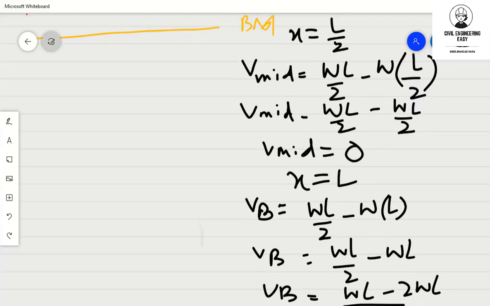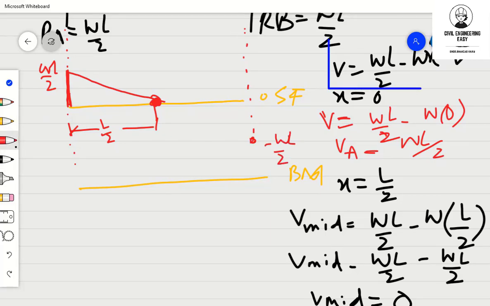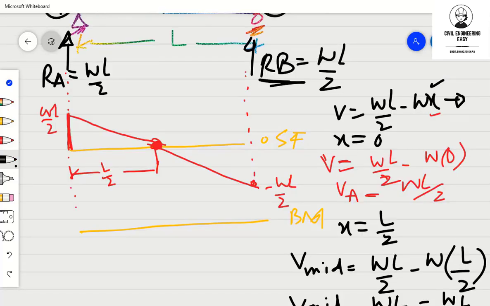We will draw this shear force at point B, that will be equal to minus WL divided by 2, and again this equation is linear, so we will join this line with that point as a linear line. We have already applied force at point B, that is WL divided by 2. So negative WL divided by 2 plus reaction at B, that we will get a zero shear force at point B. So one portion is a positive shear force and another portion is a negative shear force.